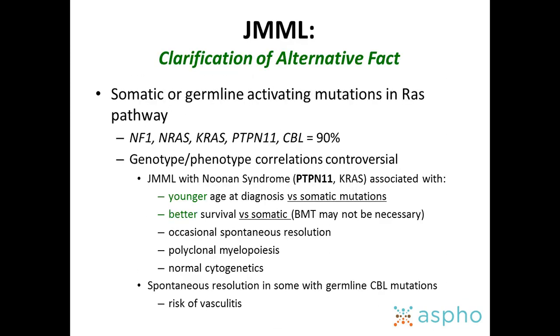All right, so I have a clarification of an alternative fact from yesterday's talk as well. When I was first making my slides, I talked about genotype-phenotype correlations in your packet, the difference between PTPN11 and KRAS compared to Sybil. But the way it read, I saw that it was confusing. So in the actual talk, I clarified that any of these inherited mutations associated with JMML and Noonan syndrome, or even the Sybil mutation, present younger, tend to do better, and can spontaneously resolve, compared to the monoclonal somatic mutations that arise. So just to clarify, if you get a question about JMML with Noonan syndrome, they do better than somatic.